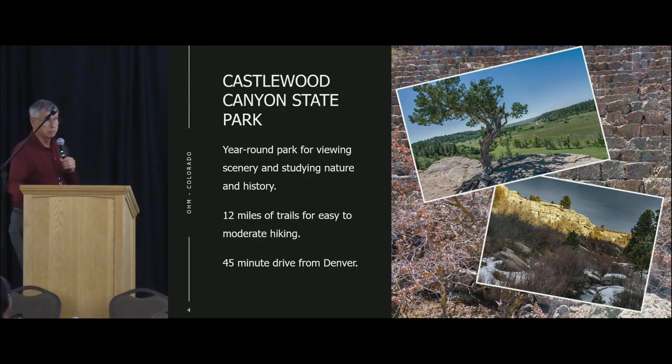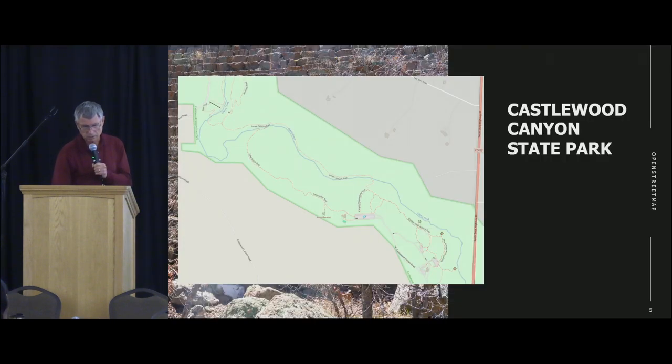We're going to go to, of course, the theme of this conference is the great outdoors. And one place to visit that great outdoors is a state park that's halfway between Denver and Colorado Springs. And that's called Castlewood Canyon State Park. It's a great place if you have a family. There's moderate hiking available there. It's got some trails. It's got scenery. It's a great place for studying nature and history as well. So we're going to take a look at some of the changes there.